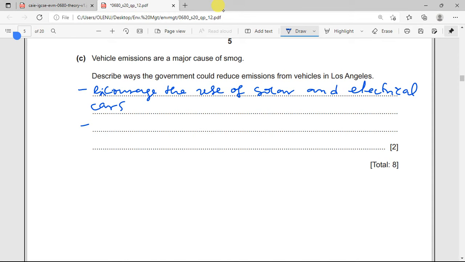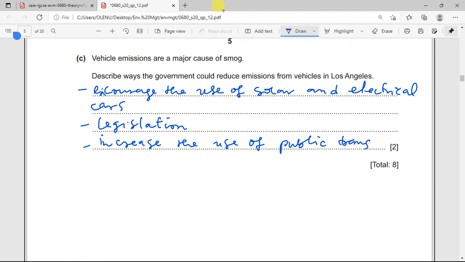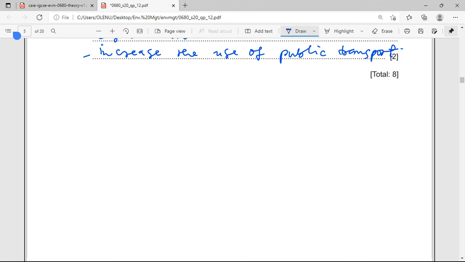Another factor can be legislations. I say legislation on the amount of cars people can use to control emission. Then increase the use of public transport, or make public transport more efficient. You can also look at car sharing policies too, or that's under legislation.